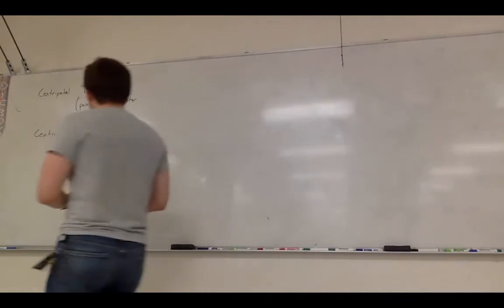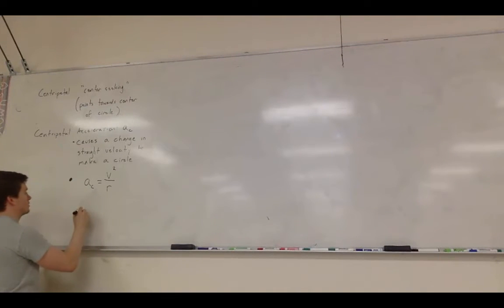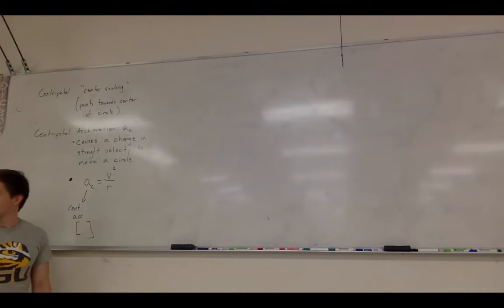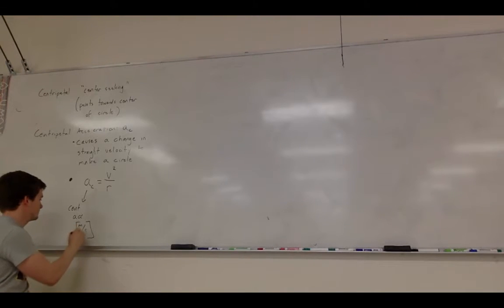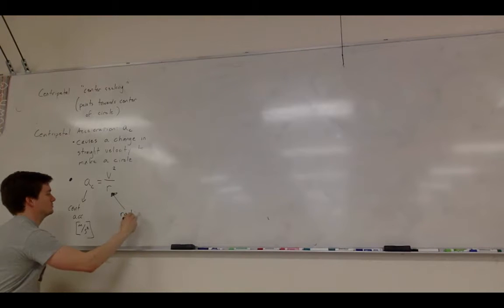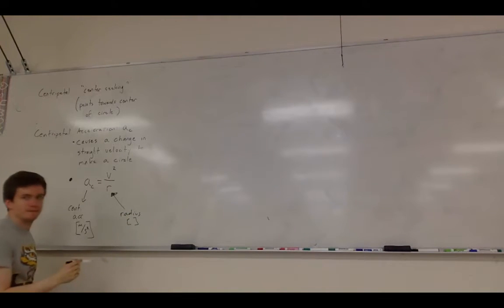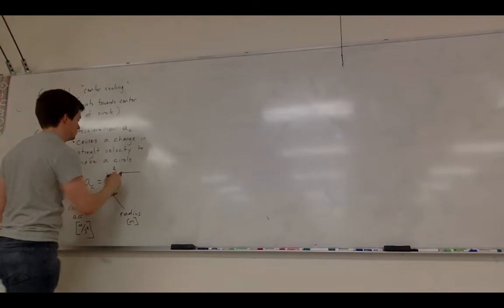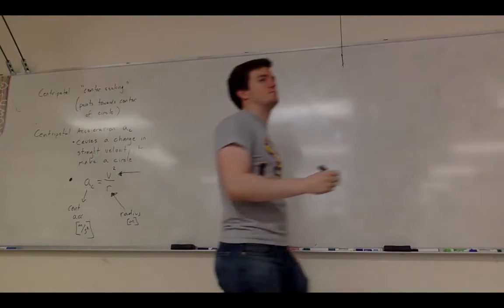Velocity squared divided by the radius. So you know what AC is. What would the units for this be? It's acceleration. It's still meters per second squared. What is r? The radius of this circular motion. What are we going to measure that in? Meters. And then this V.